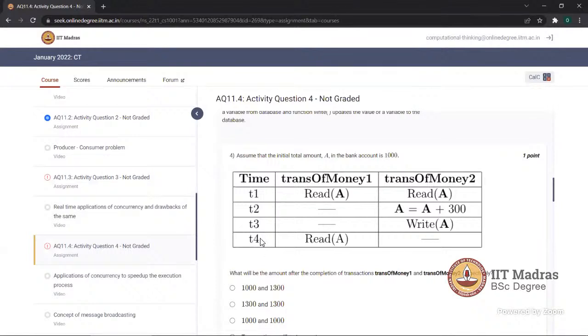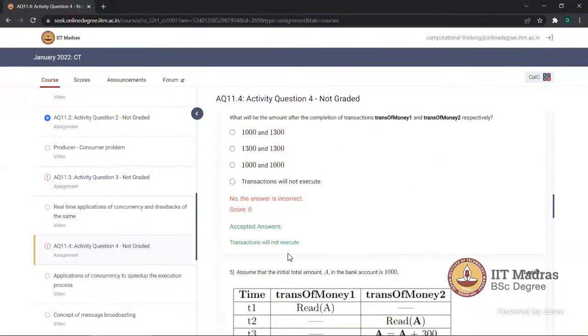Then at time T4, transaction 1 is again reading the value of A. So what will this read operation give as output? 1,300. Correct. For transaction 2 also, what is the recently updated value of A? Recently updated is 1,300. For transaction T1, what is the most recent value of A? 1,300.